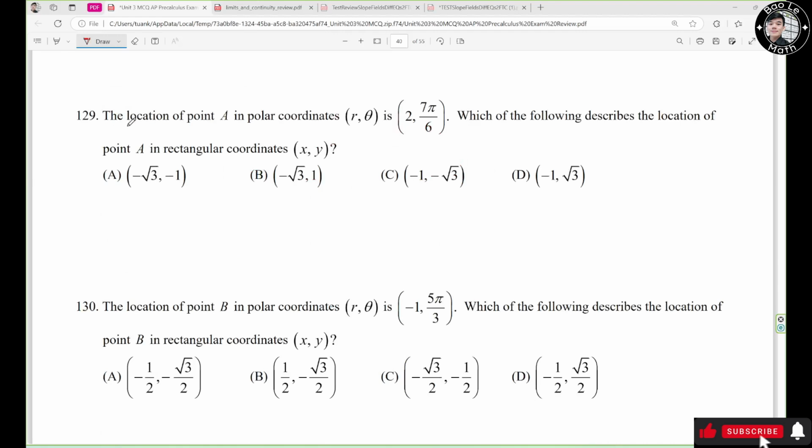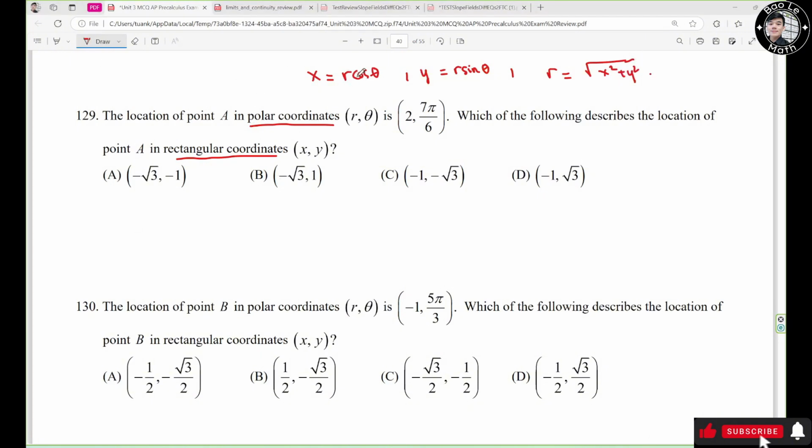Now, question 129. We need to convert the polar coordinates to rectangular coordinates. So, we know that x equals r cosine theta, y equals r sine theta, and r equals the square root of x squared plus y squared.